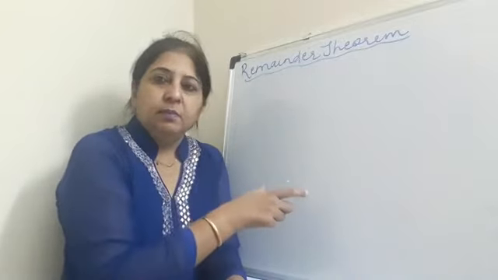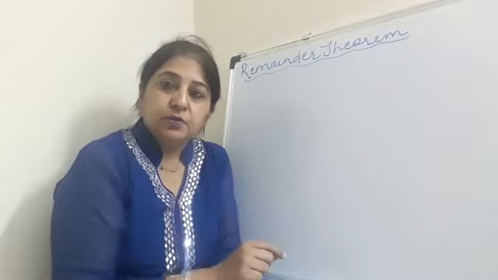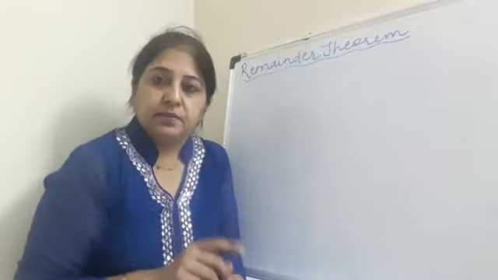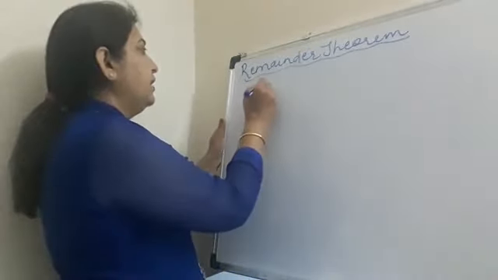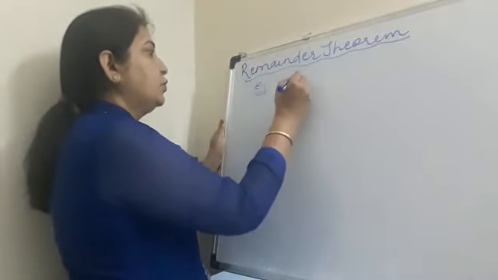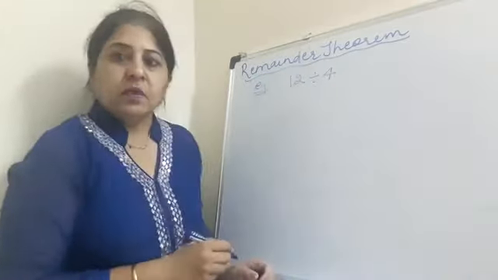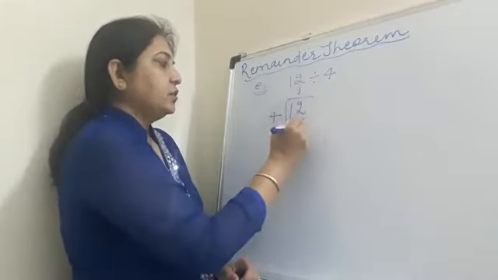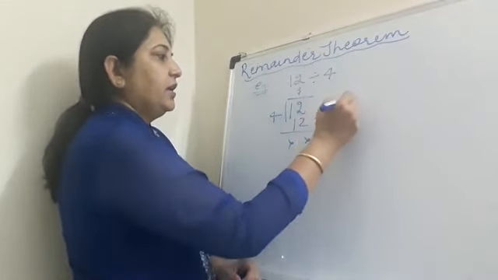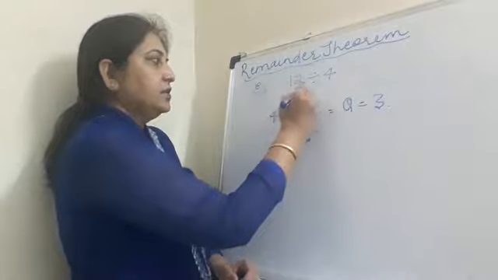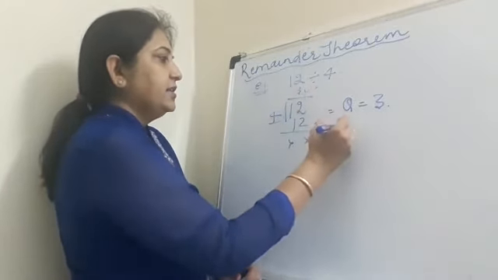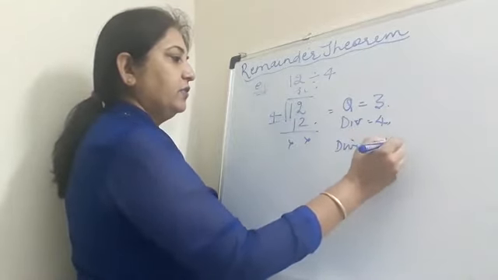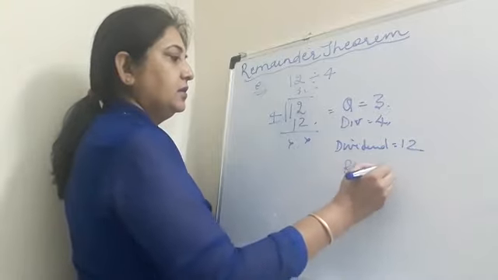Before starting the actual method of remainder theorem, I will first discuss with you the various terms which you are familiar with, but let us revise. Okay. Example I would like to take 12 divided by 4. When I divide 12 by 4, I will get 4 threes are 12 and I will write here quotient as 3. This is the quotient. This is the divisor, that is 4, and dividend is 12 and remainder is 0.